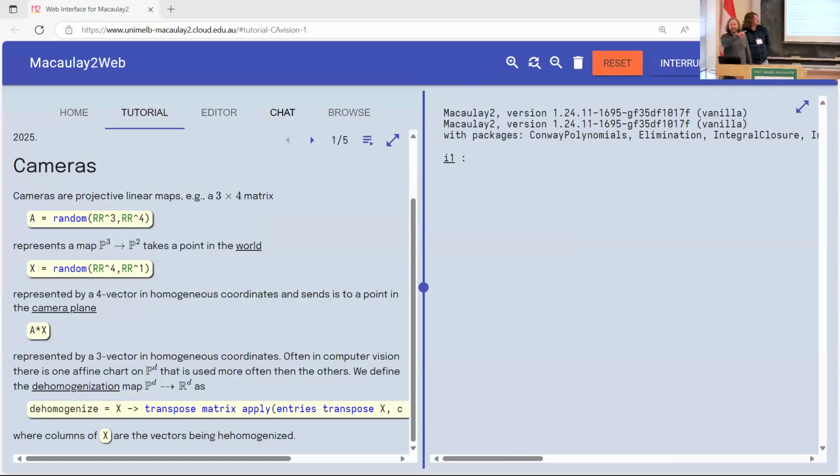So is the font visible from the back? Okay, all right.